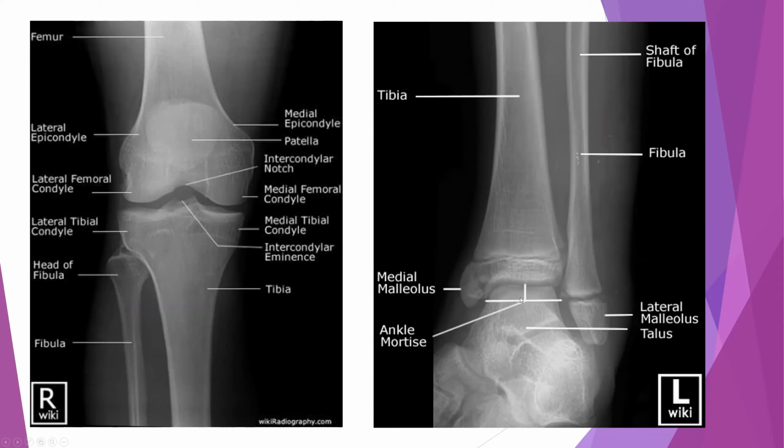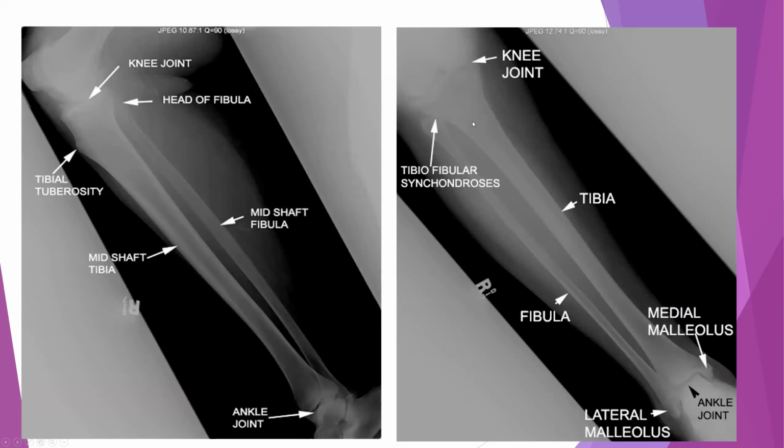Here we see the medial malleolus and the lateral malleolus formed by the fibula. This is the shaft of the fibula, and this is the tibia. Knee joint, tibia, fibula, medial malleolus, and lateral malleolus. Here we see the midshaft of the fibula and the shaft of the tibia. This is the ankle joint and the knee joint.